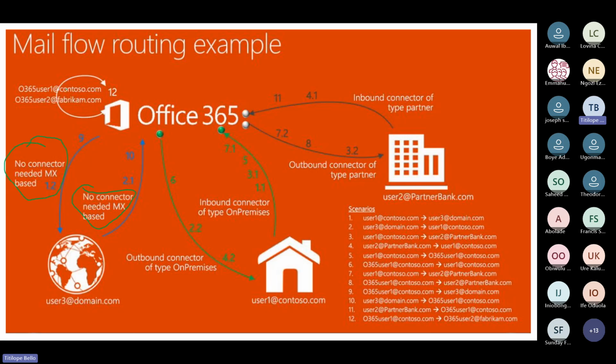Remember, you have these two users that are sitting right in M365. And each of them, anytime they need to send mail to a user that is sitting on the internet, like Gmail and the rest, they don't need a special configuration, and vice versa.